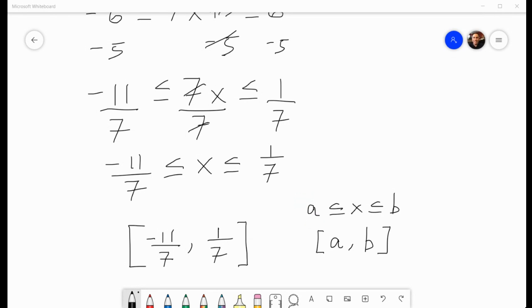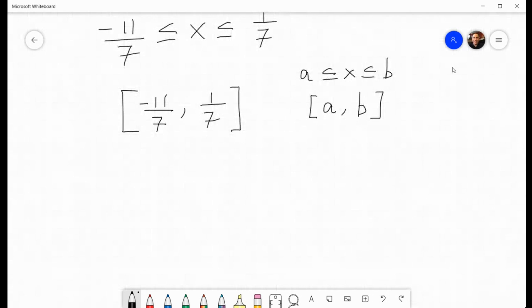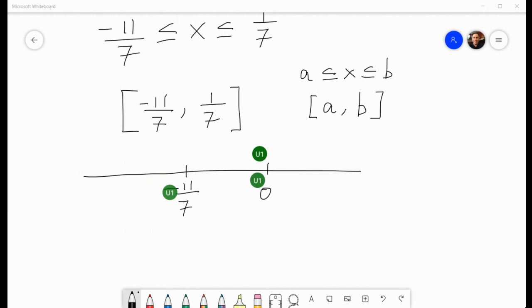Good. And now let's graph this thing. Let me just move this up. And where we graph it, right? Here's minus 11 over 7. 0 we know is between, and 1 over 7. You have two closed circles, one over each. And then you just connect them by a line.